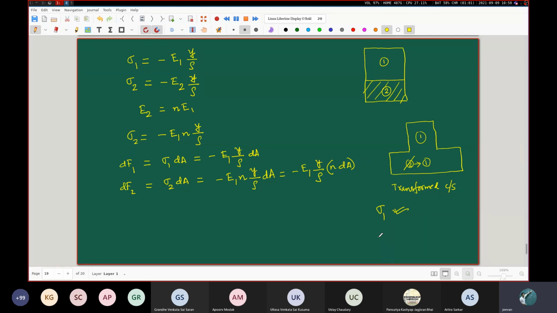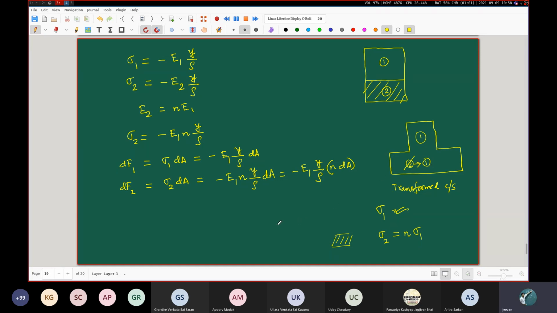But for the sigma 2, for this lower region, when going back to this kind of material, the hashed region, when you want to find the sigma 2, you will have to multiply by the factor n. Okay, for this region.